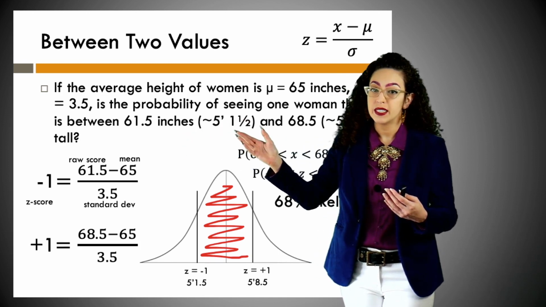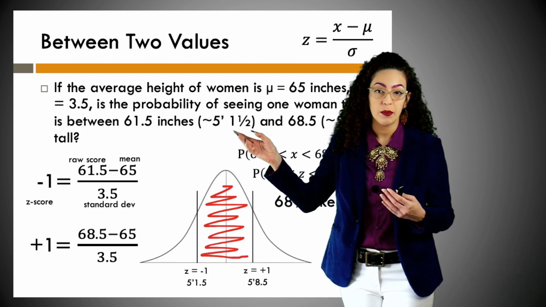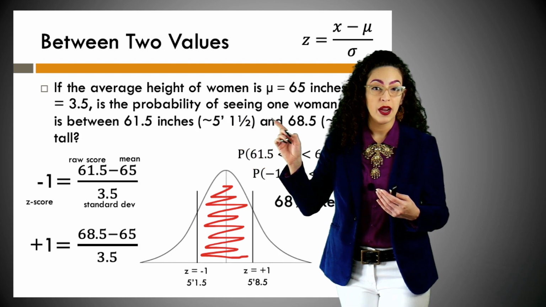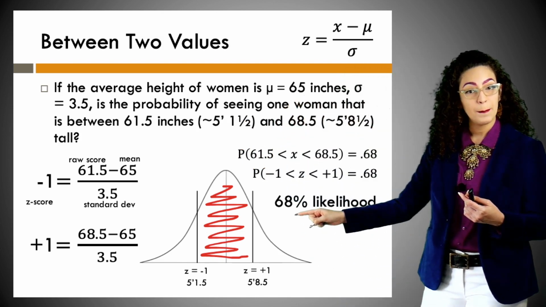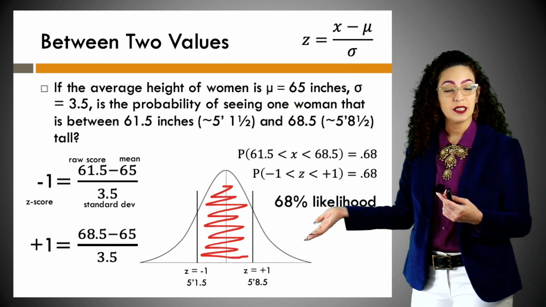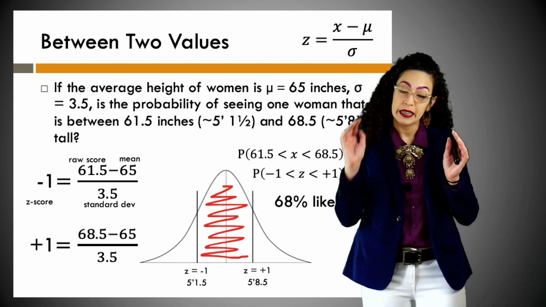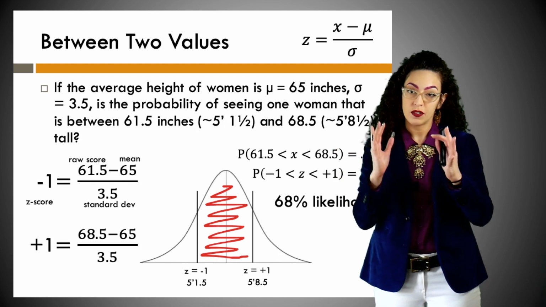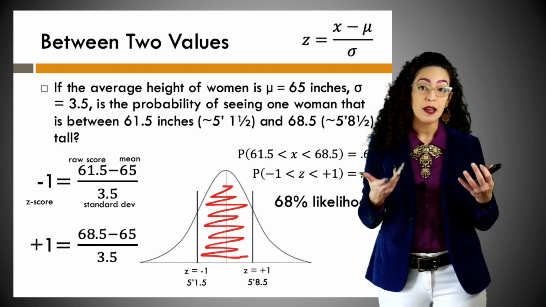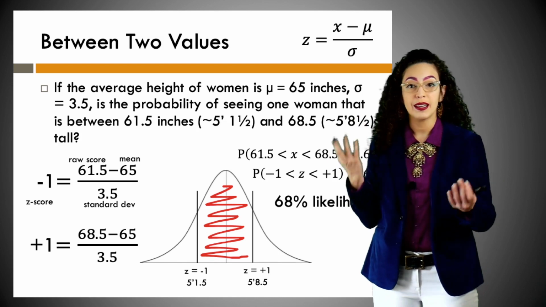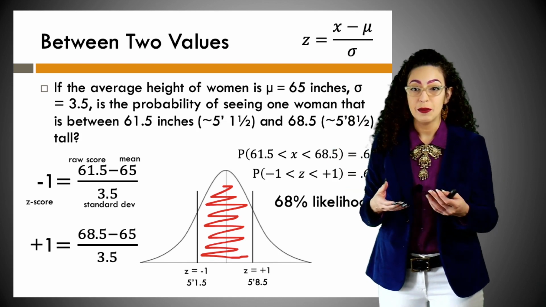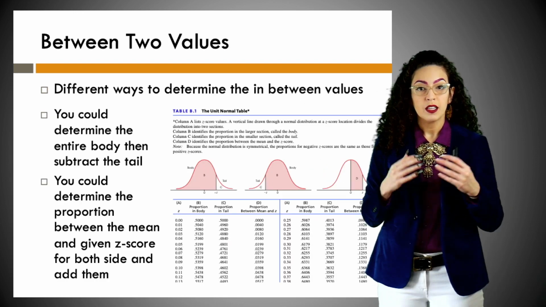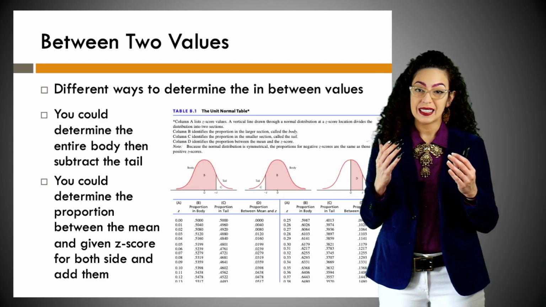Now there are a few different ways to get that answer using the unit table, but if you remember a particular rule, you would know right away that the answer is 68%, because between -1 and +1 standard deviations, about 68% of people fall in there. So there is a 68% chance that as you're walking out at the store, you'll see women between the heights of 5'1½" and 5'8½".